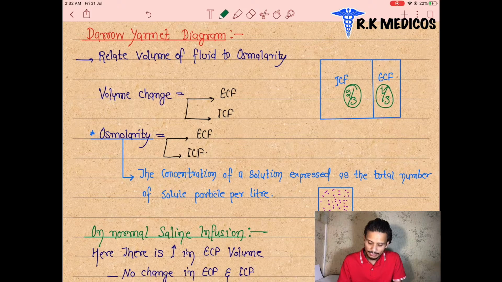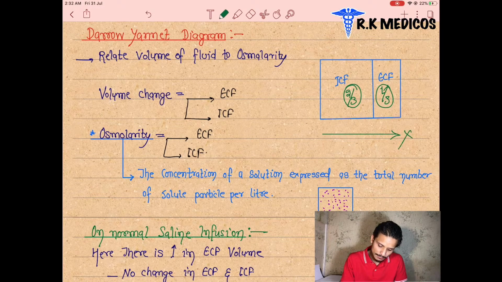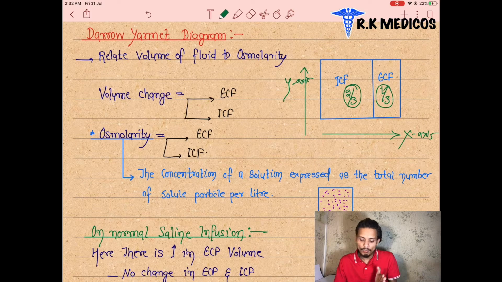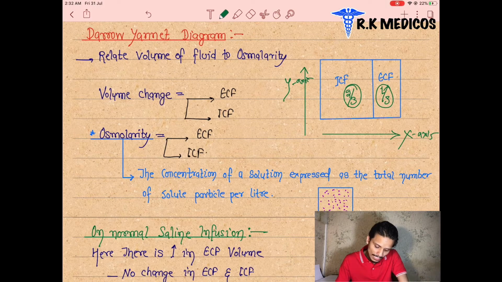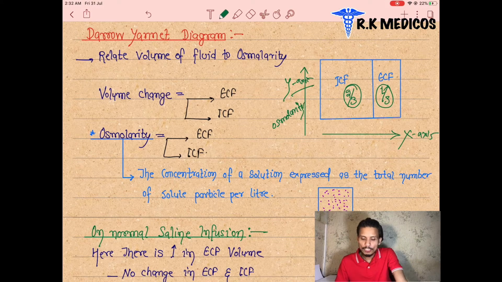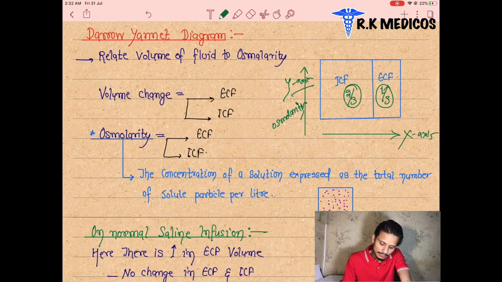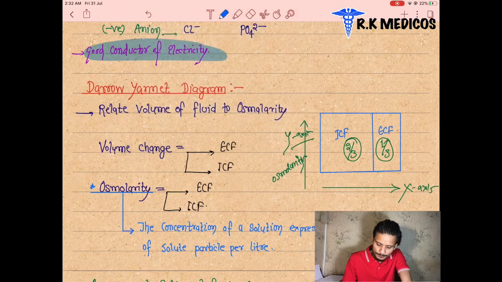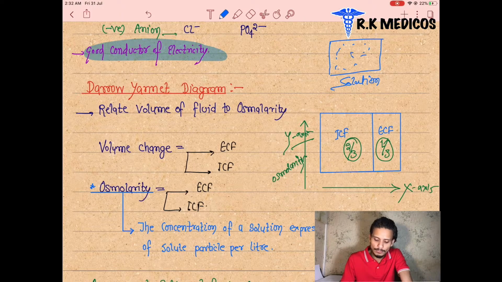Now in this section, this is the x-axis and this one is the y-axis. On the x-axis and y-axis we are going to take some parameters. On the y-axis we are going to see osmolarity. Now what is osmolarity? In simple words, this is the container. Inside the container some solution is present. Solution means the fluid with solute particles.